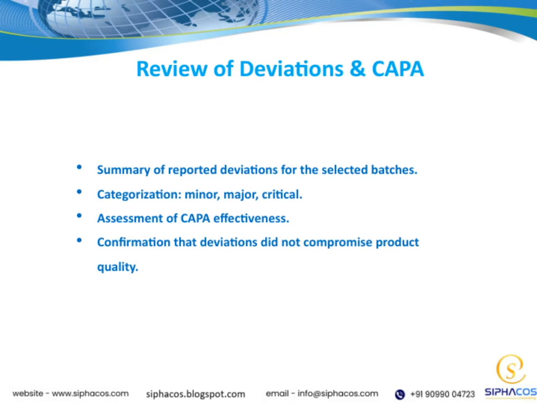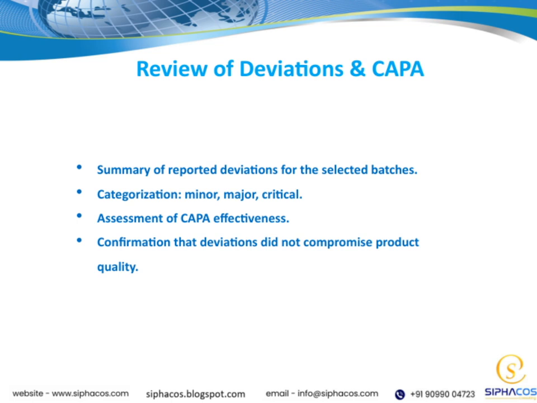Let's take a closer look at the summary of reported deviations for the selected batches. Here, we categorize each deviation as minor, major, or critical, which helps us prioritize our response and understand the potential impact. We also assess the effectiveness of the CAPA, corrective and preventive actions, that were implemented. This step is crucial to ensure that our actions are actually addressing the root causes and preventing recurrence. Additionally, we confirm that these deviations did not compromise the overall quality of the product.